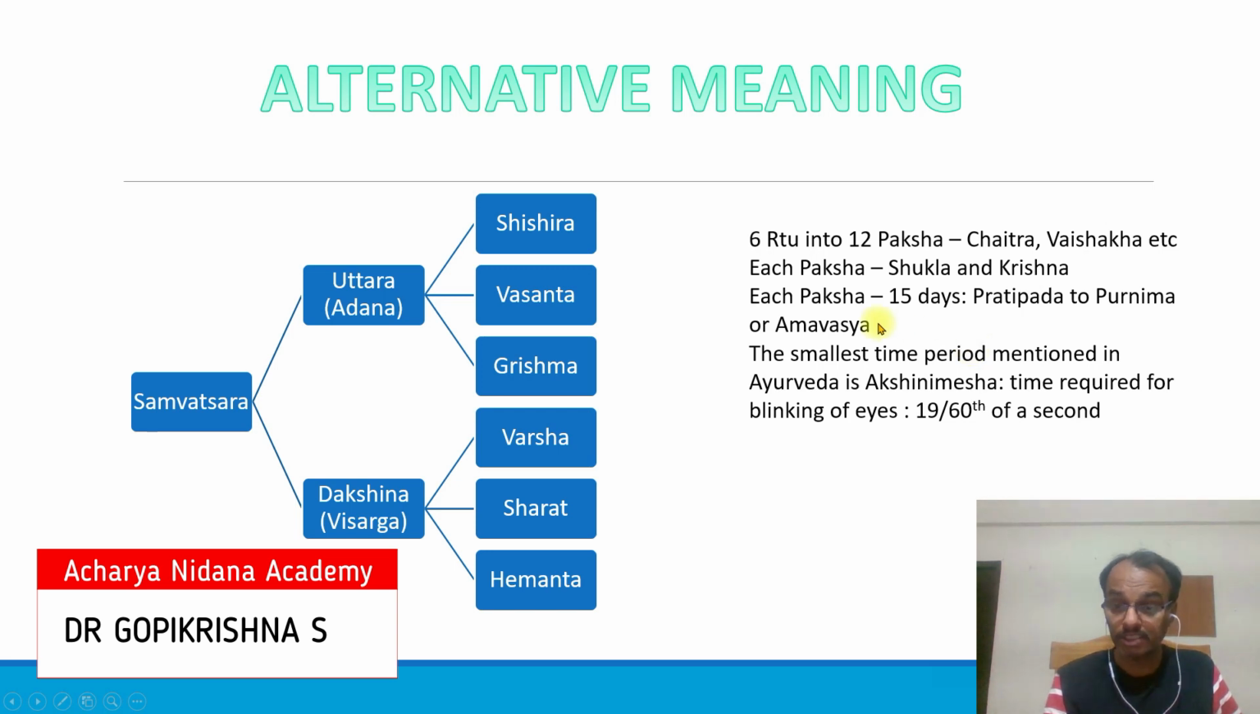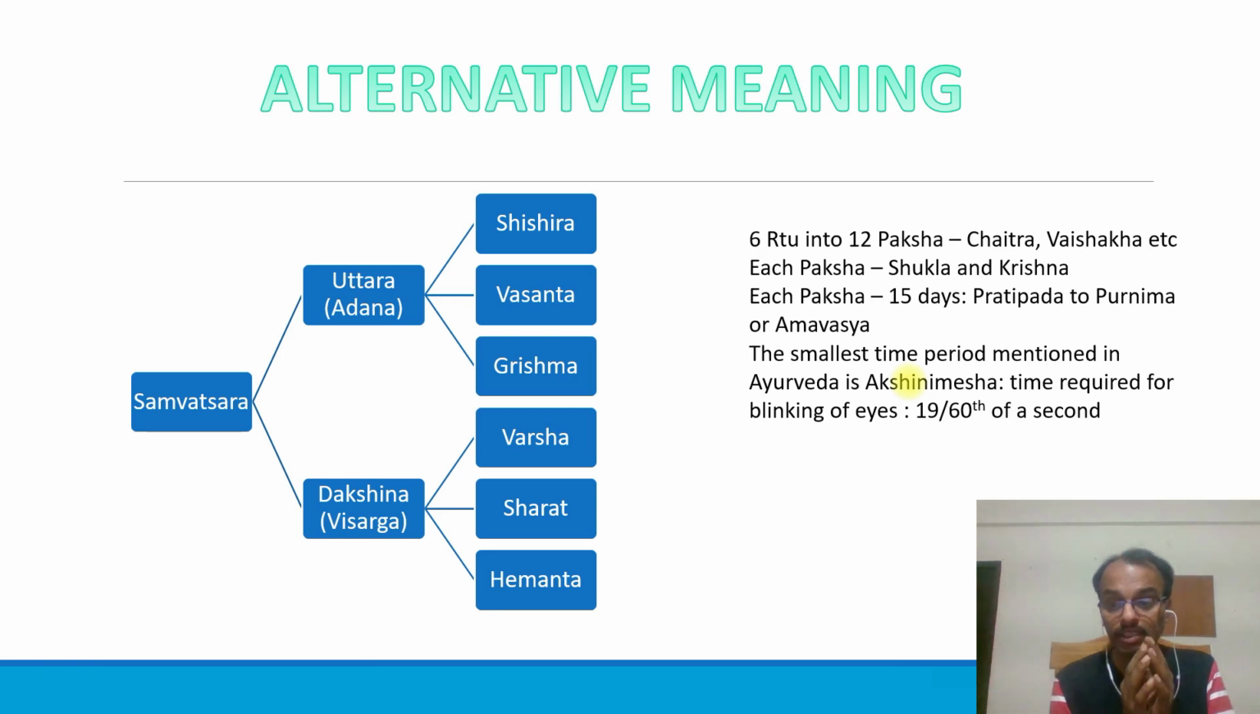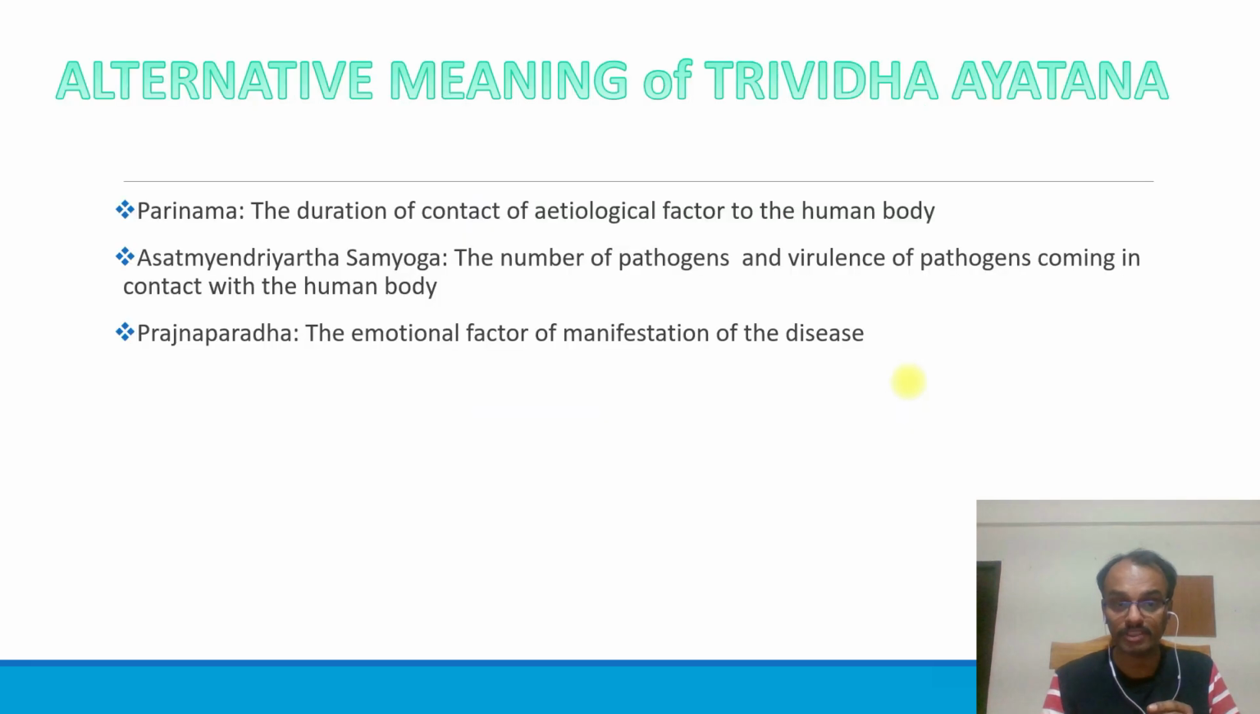The smallest time period mentioned in Ayurveda is considered to be Akshinimesha, the time required for the blinking of the eyes, which is supposed to be about 19/60th of a second. So depending upon these different time periods, the person may have an exposure to an etiological factor, and based on that the person may develop disease manifestation.